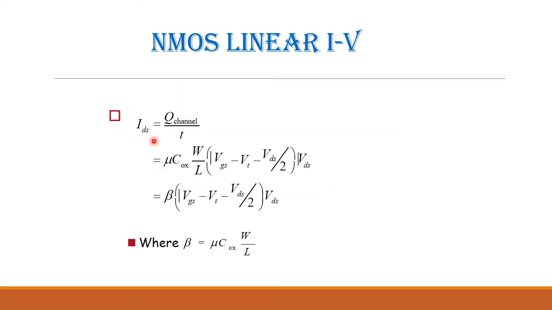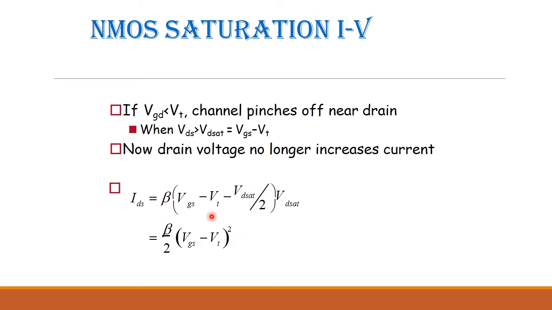Now the drain to source current is equal to Q channel divided by T. Already we have calculated the value for Q channel, so we substitute it here. Finally we get IDS equal to beta into (VGS minus VT minus VDS by 2) the whole into VDS. So this is the drain to source current in linear region. Now in saturation region, we know VGD is less than VT. Therefore the channel pinches off near the drain. So the drain current IDS is equal to beta into (VGS minus VT minus VD sat divided by 2) into VD sat. So that is beta by 2 into (VGS minus VT) the whole square.